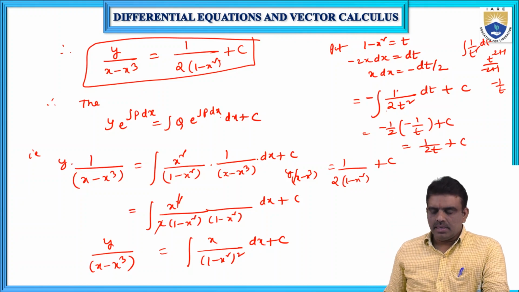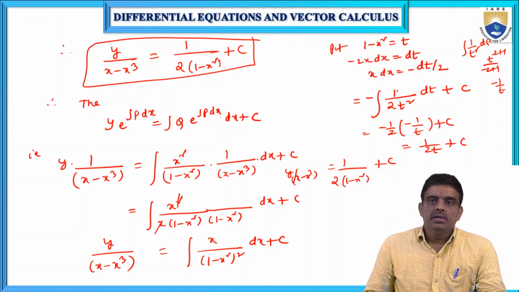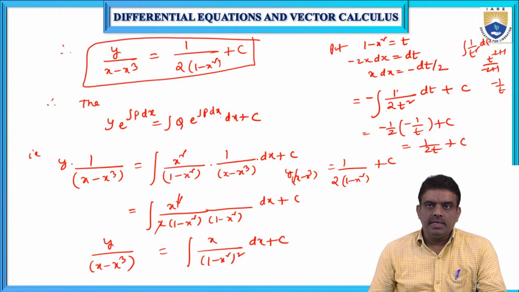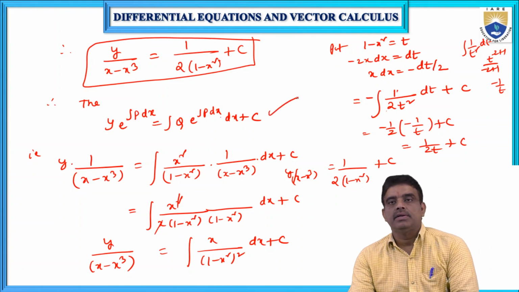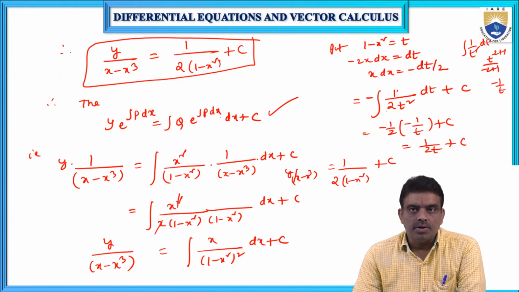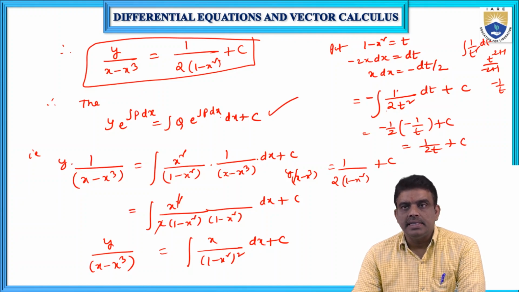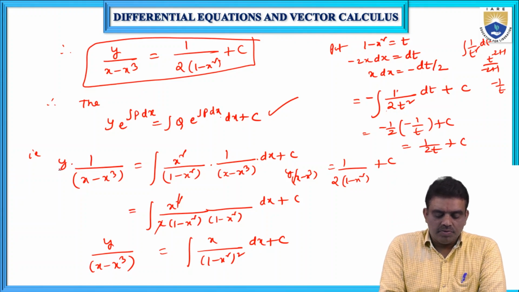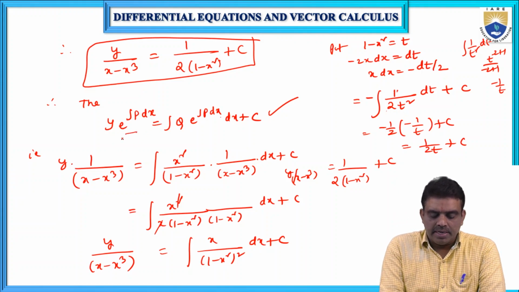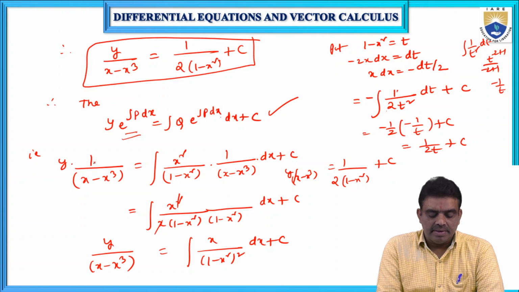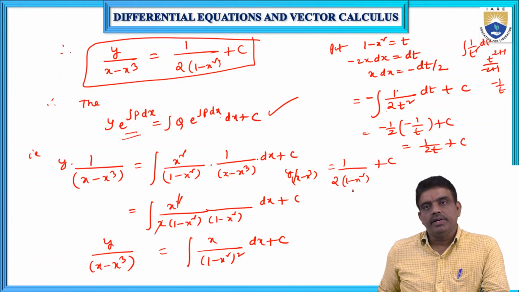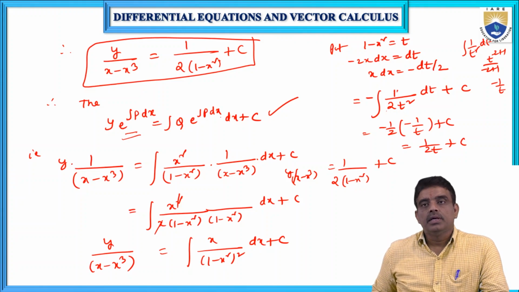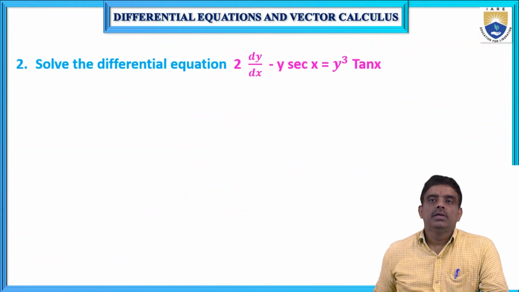Just clearly, the equation is in linear form. So for a linear equation, we have the solution y into e power integral p dx is equal to integral q into e power integral p dx dx plus c. Based on that, we have y e power integral p dx, whose value we have already evaluated. Q into e power integral p dx again dx plus c, on integrating we will get the required solution. That is the first problem's solution.